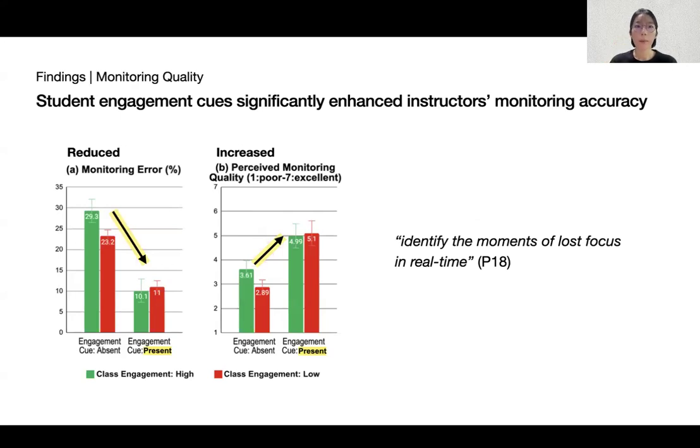Our findings revealed that the presence of student engagement cues significantly enhanced participants' ability to monitor student engagements with greater accuracy, as demonstrated by reduced monitoring error and heightened perceived monitoring quality. These quantitative findings aligned with qualitative responses. For instance, one participant expressed that they could identify the moments of lost focus in real time.